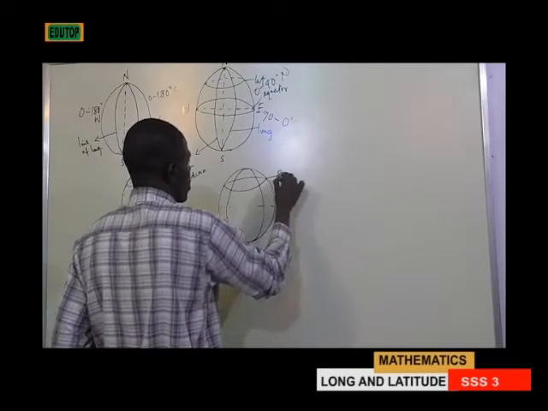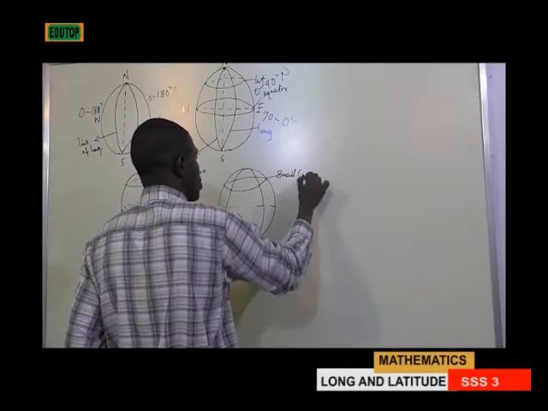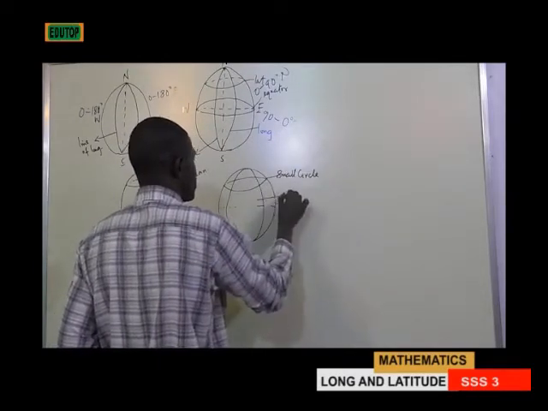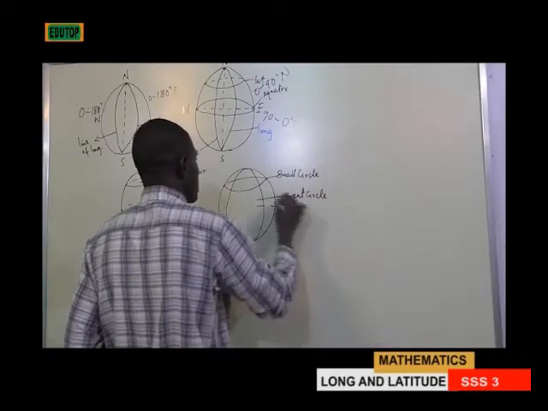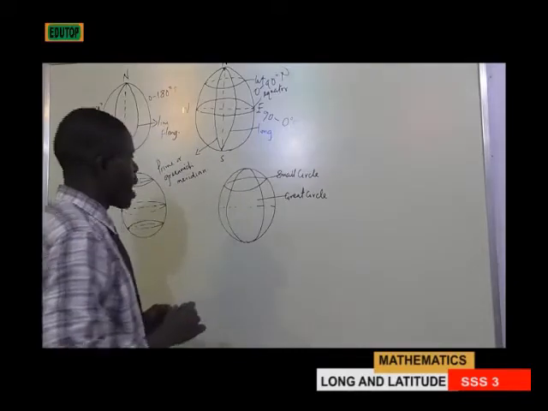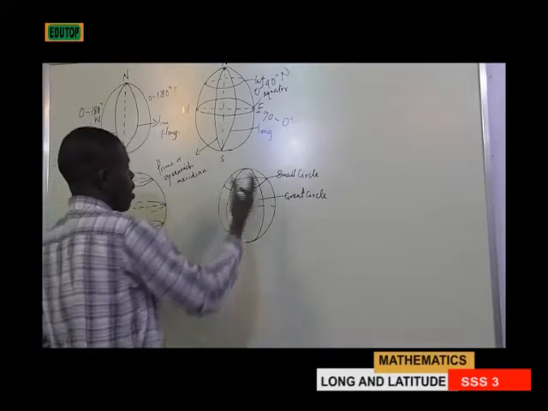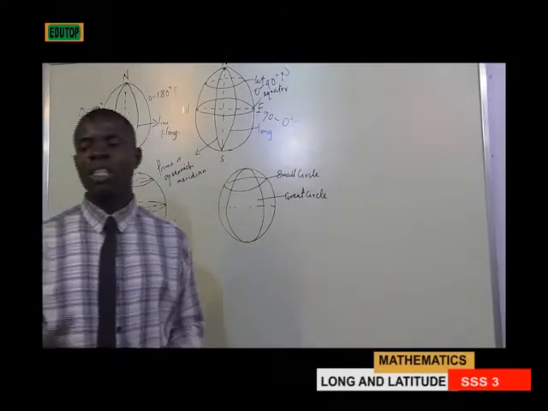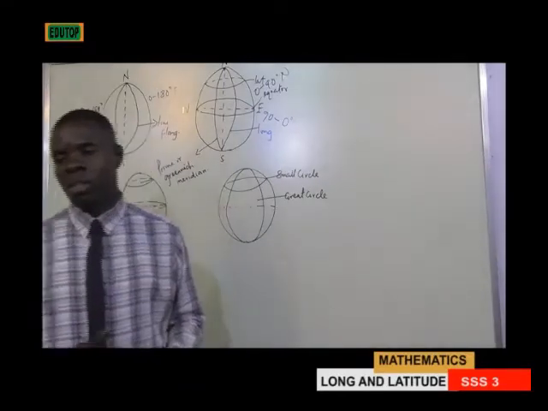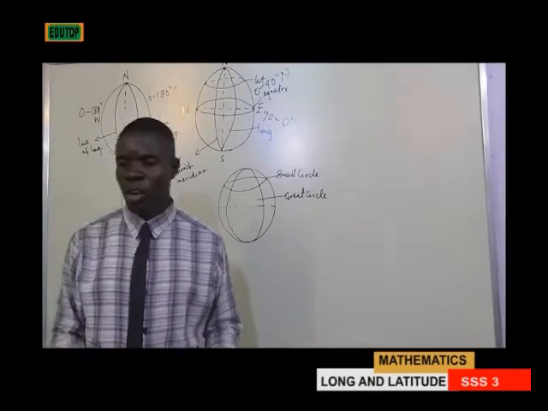This is a small circle, and this is a great circle. A small circle is found along the parallel of latitude. It's found on the latitude, while the great circle is found on the longitude.